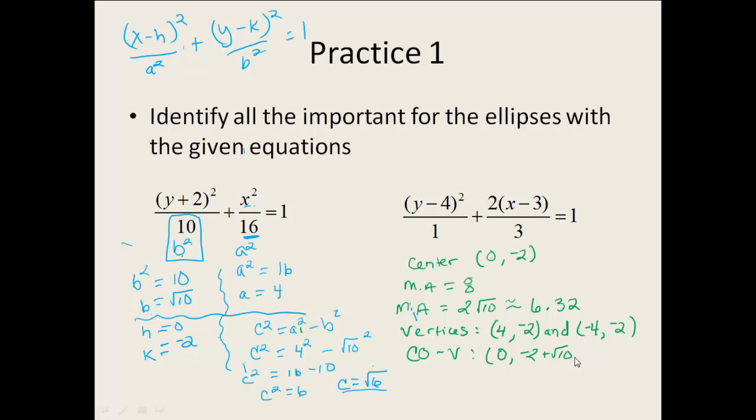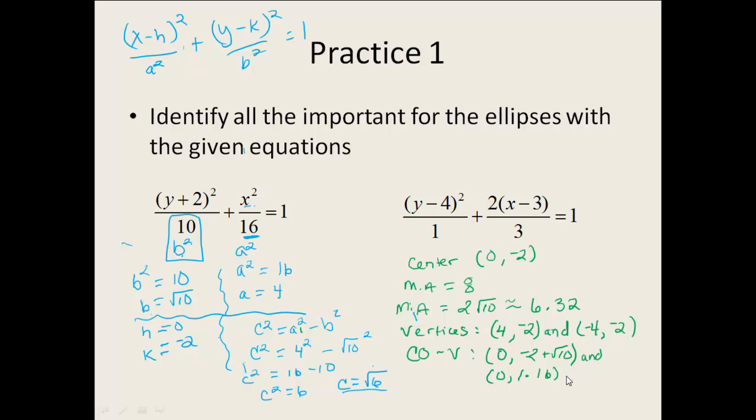Now, if you need an exact answer, you have to write it as -2 plus the square root of 10 because we can't combine them. Or if you need a decimal, depending on if we're trying to graph this or not, then you can go ahead and do -2 plus the square root of 10, which is about 1.16. Then I need to do my other co-vertex.